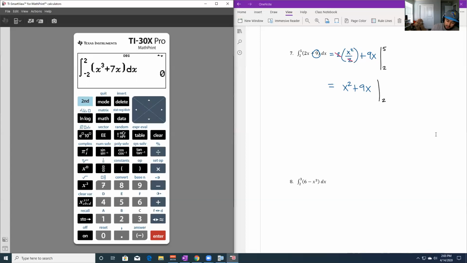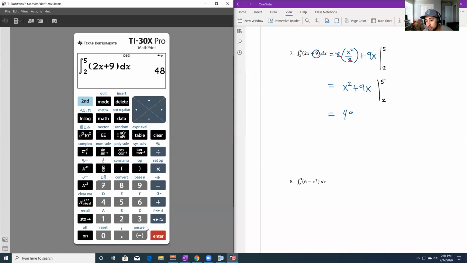Okay. So now I'm going to save us some time, and we know how to work it in our calculator. So I'm just going to type in the integral and get our answer. Second integral, 2 to 5. That is 2x plus 9. And enter. I get 48. Done deal.